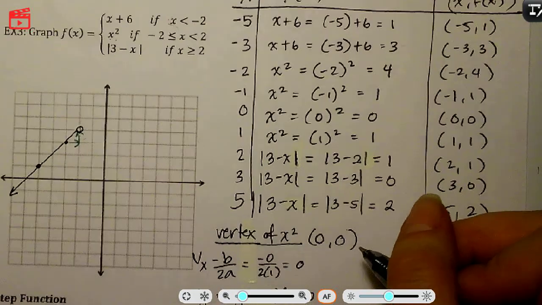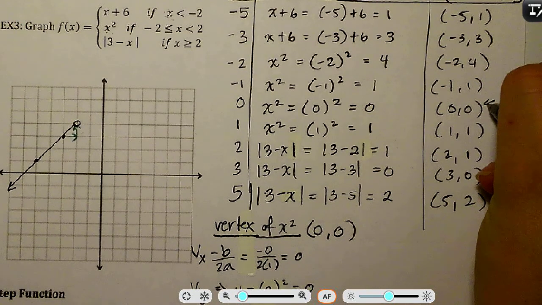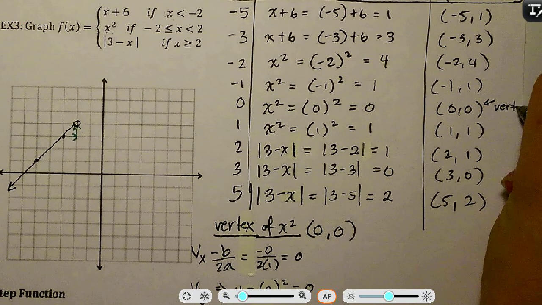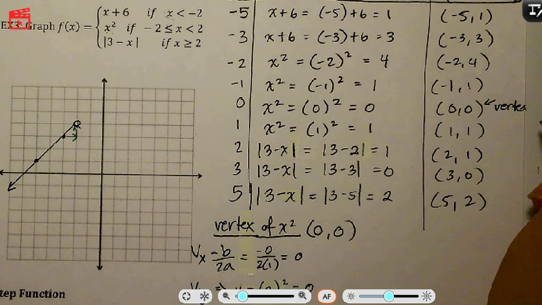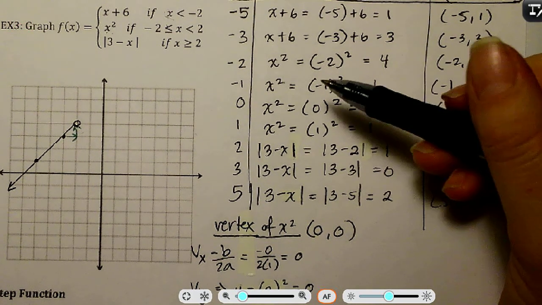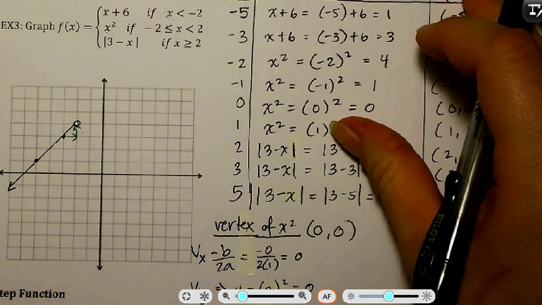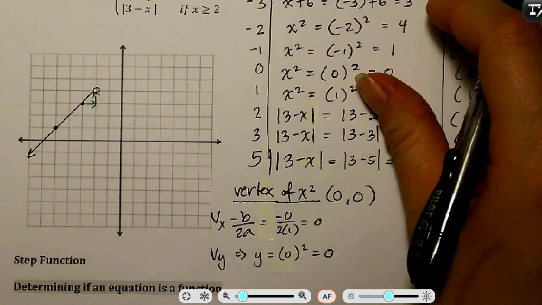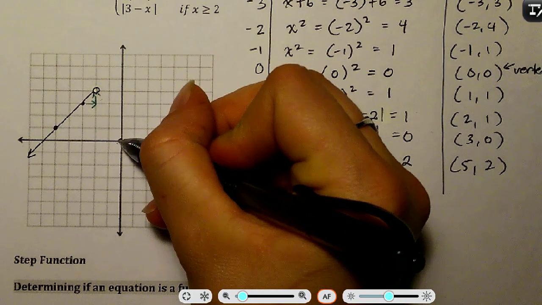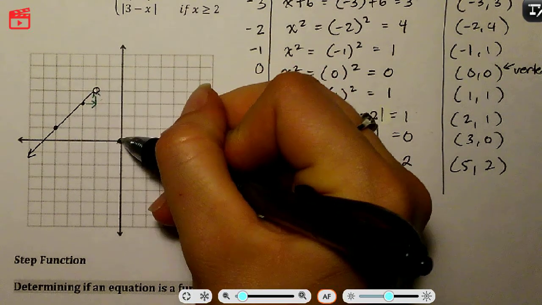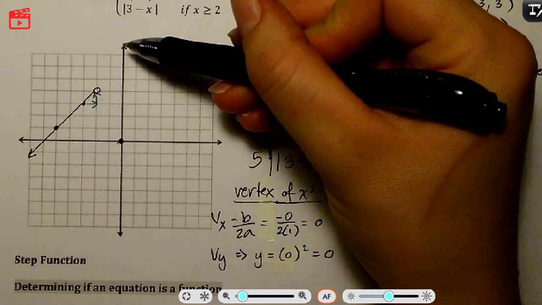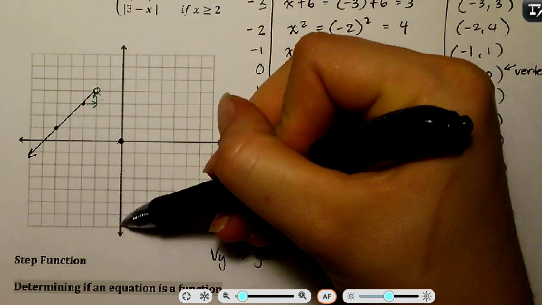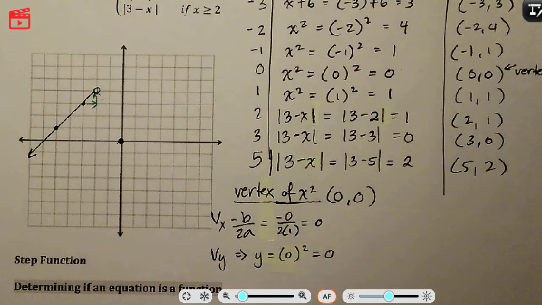Ooh, which I already found right here. So I'm going to label that my vertex. Okay, so the times you want to check for your vertex are absolute values and quadratics. All right. So 0, 0 is my vertex, which means I know I'm going to be mirroring along here, because the axis of symmetry is actually going to be my y-axis. All right, good to know.